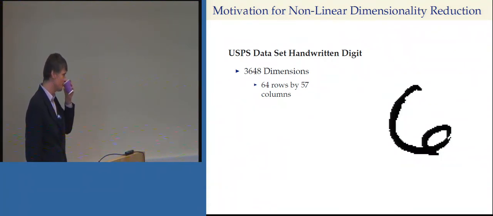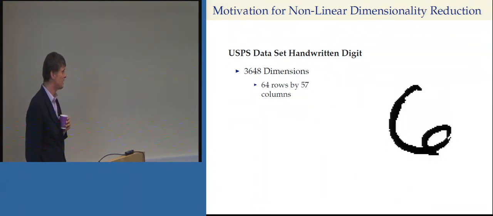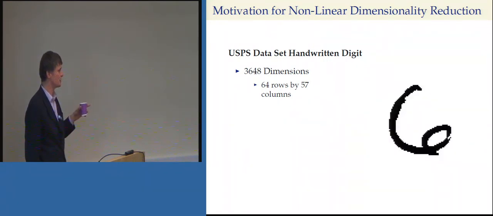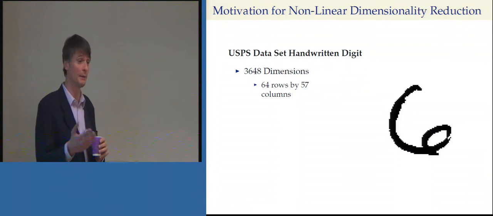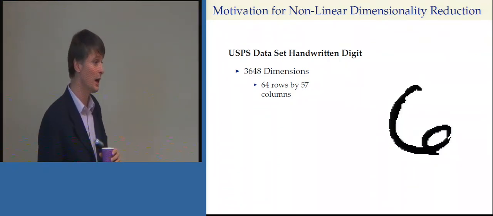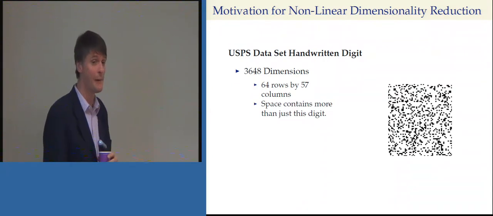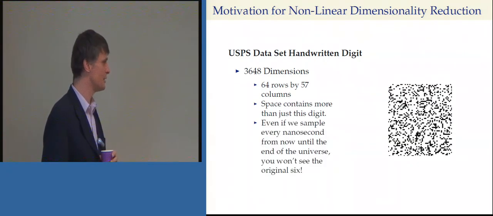The motivation for why I thought it was a challenge was this: we get these very high dimensional data sets. This is 64 rows by 57 columns. If we have a model that says we'll switch on pixels in this image randomly with some probability, then you can sample things that look like that. And the space contains a lot more than that digit.